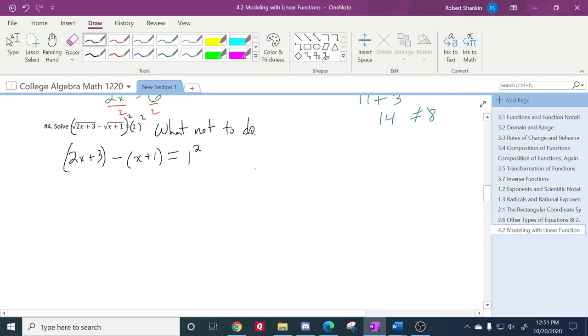x minus 3 squared is not x squared minus 9. What it is, x minus 3 squared is x minus 3 times x minus 3, and you have to FOIL it out. x squared minus 3x minus another 3x plus 9. That's the way you have to do this.